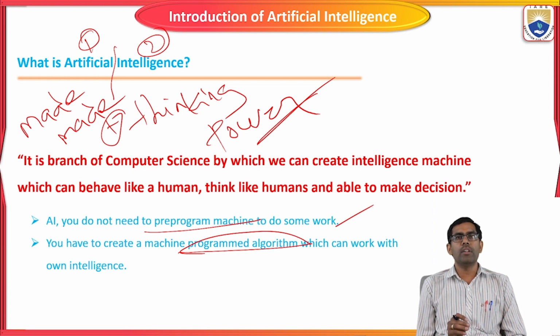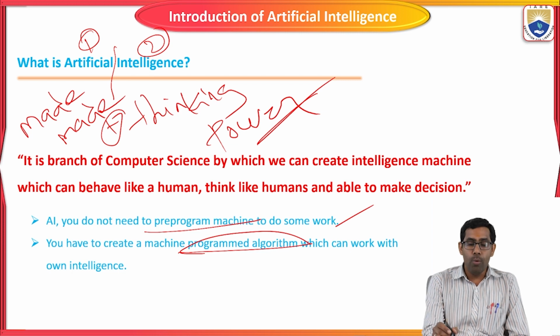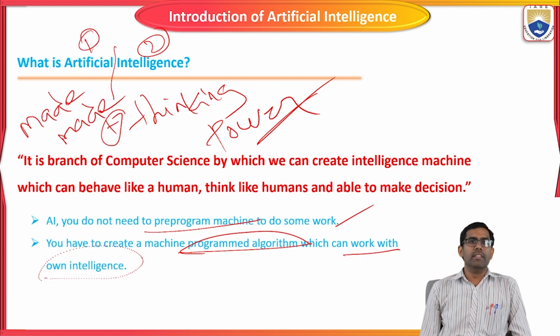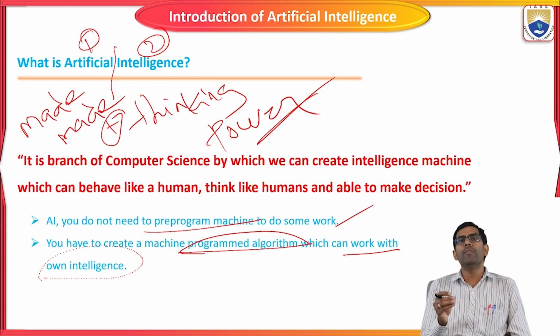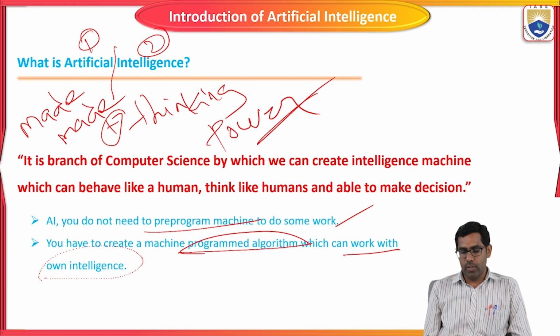Using this program algorithm, we are going to make a machine that works with its own intelligence. These two points we have to keep in mind before we start learning about artificial intelligence. Also, whatever we make using artificial intelligence, we should think of these two points.